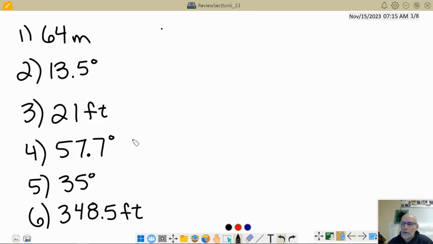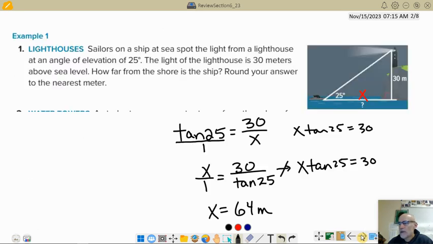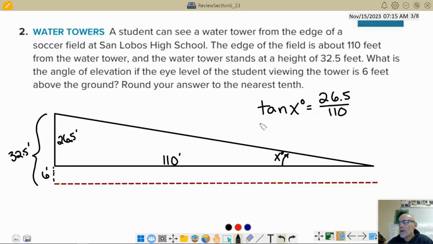You may want to put it on pause, check your answers, and then I'm going to go through the setups for each one of them, and you see if you can get the correct answer. So the correct setup on number 2 is tangent of x equals 26.5 over 110 because they say this person is 6 feet tall. The height of the water tower, I think it is 32.5, so we got to take 6 off the 32.5 to get the 26.5.